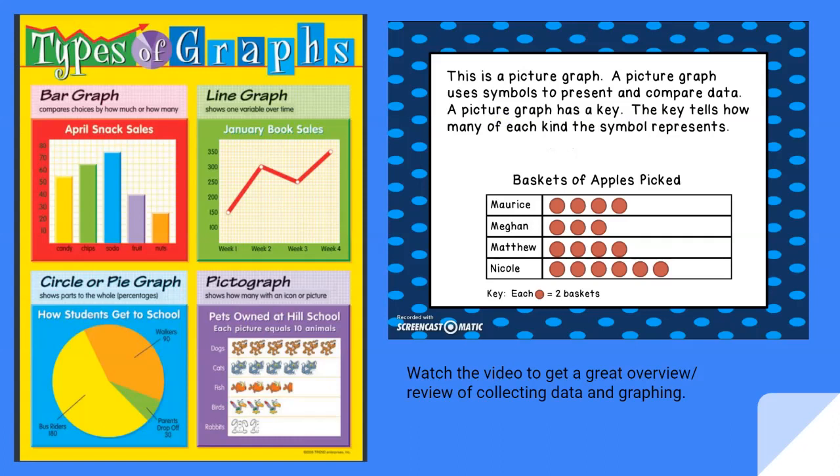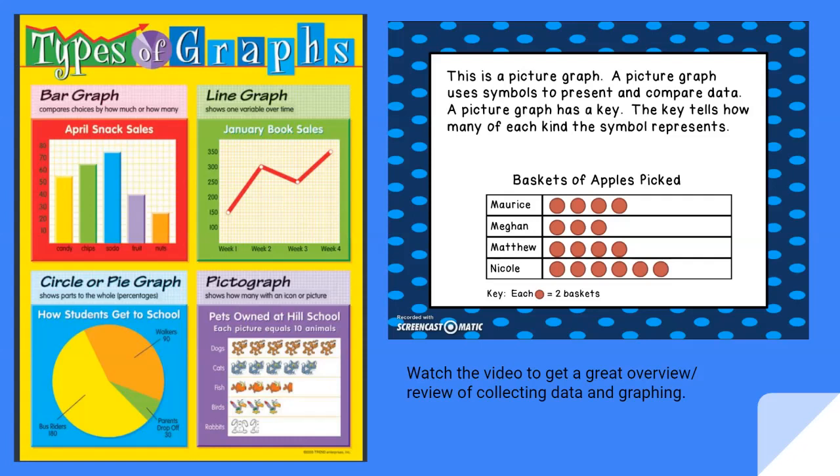This graph that you see here is called a picture graph. A picture graph uses symbols to present and compare data. A picture graph has a key. If you look down at the bottom, you can see the key there. The key tells how many of each kind the symbol represents. So in this particular graph, the key says that each one of those circles equals 2 baskets. This graph is called Baskets of Apples Picked. We have Maurice, Megan, Matthew, and Nicole, and they each recorded how many baskets they picked. Next to Maurice, you see that there are 4 of those red circles. And so if you look at it, you might think, Maurice picked 4 baskets of apples.